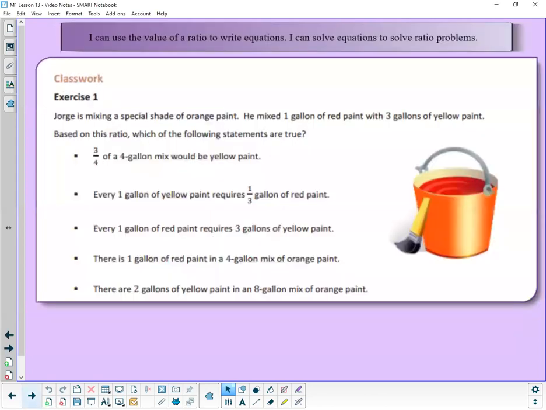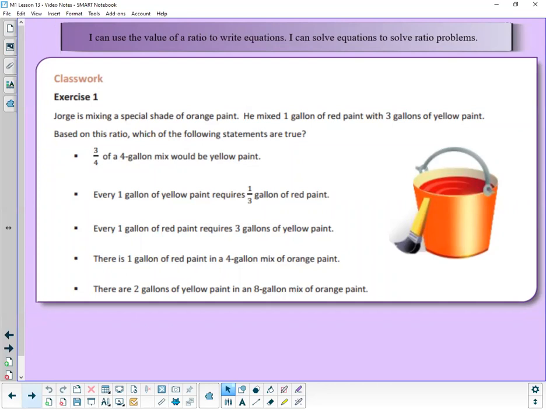All right, so it starts off with exercise 1 saying Jorge is mixing a special shade of orange paint. He mixed 1 gallon of red paint with 3 gallons of yellow paint. Based on this ratio, which of the following statements are true? So the first one starts off with 3/4 of a 4-gallon mix would be yellow paint.